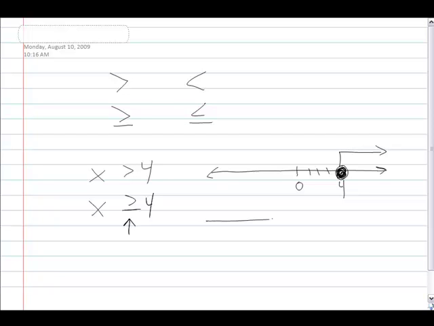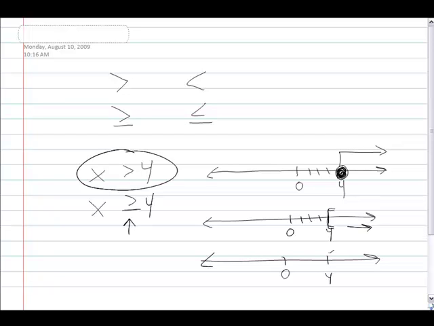Another way to write this is, instead of using shading methods, if we're including 4, often you will see a bracket in this direction, signifying that it's going this way. If it was back to the greater than 4, then we'd use a parenthesis in that direction to indicate that it's going this way, but it's not actually including 4.